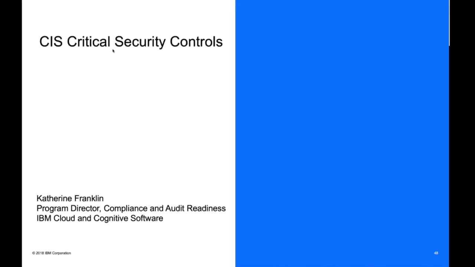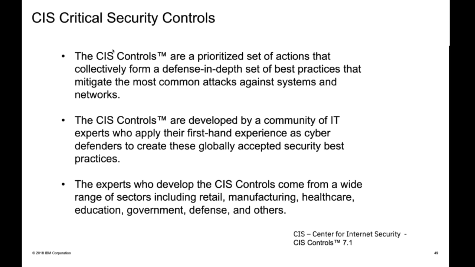CIS is a set of security controls. Again, it's the Center for Internet Security. They produce a set of standards too. So you can get the theme here, right? Everybody's producing a list of standards of what's important to them. The critical security controls are what the Center for Internet Security believes are the set of in-depth best practices required to mitigate against common attacks on systems and networks.